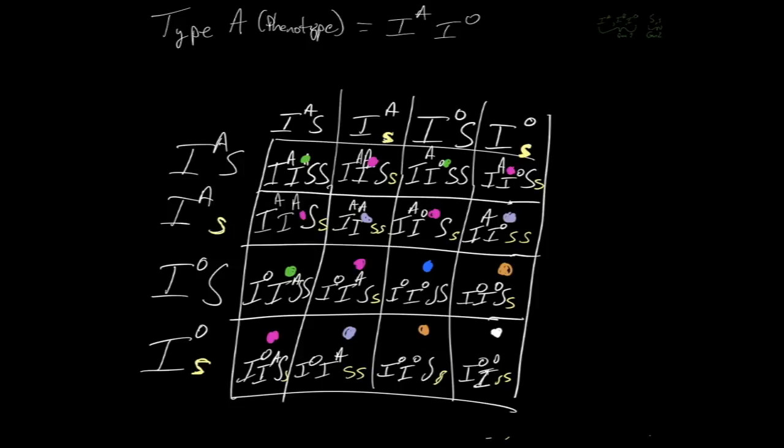I see a lot of people are quiet. I see you. Remember, you need to be able to answer these questions and figure this out. That's how we just figured this out. That is how you figure it out. All right, so that is IAIO. That's the genotype for A blood type.